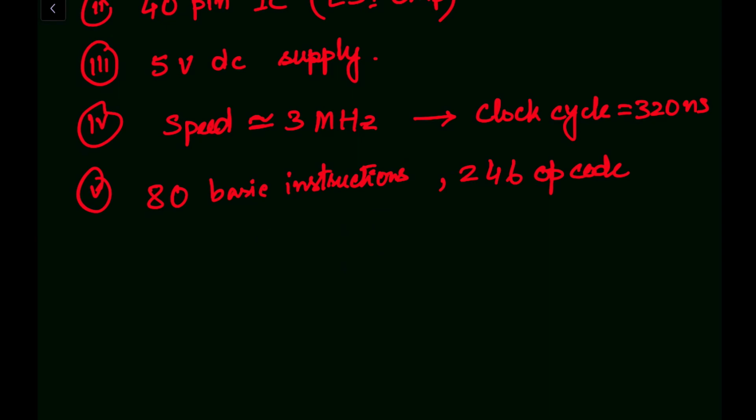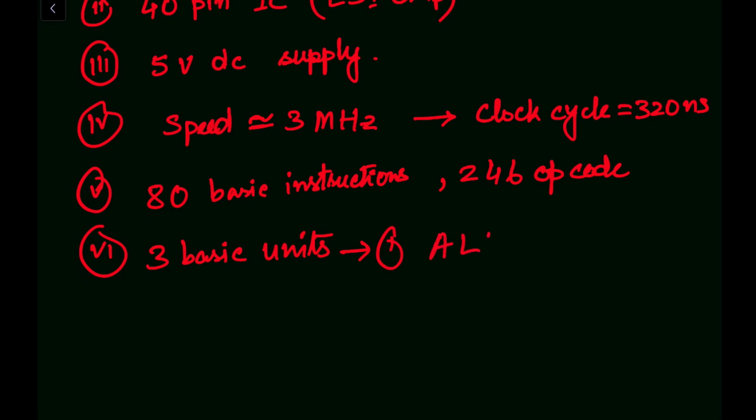The sixth point is that it has 3 basic units. What are the 3 basic units? The first one is the ALU, which stands for arithmetic and logic unit. It performs various functions, which we will see one by one.